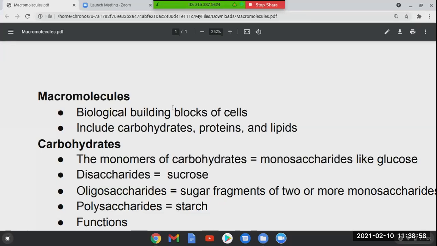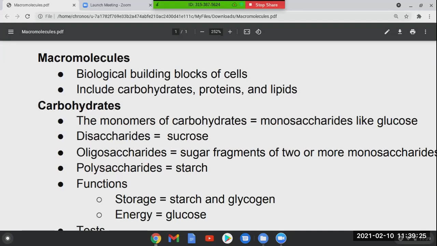So, macromolecules. Macromolecules are the building blocks of all living organisms. Yeah, everything in our surroundings, every living thing is made of macromolecules. And these macromolecules include carbohydrates, proteins, and lipids.